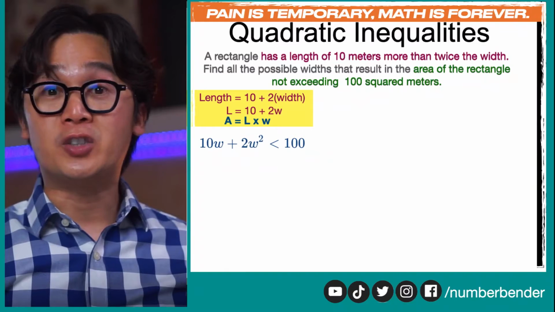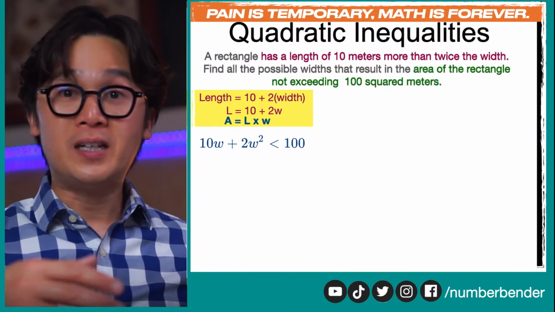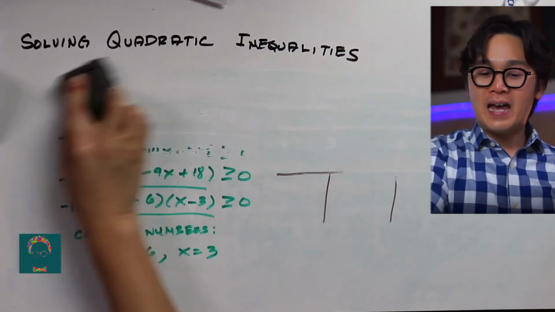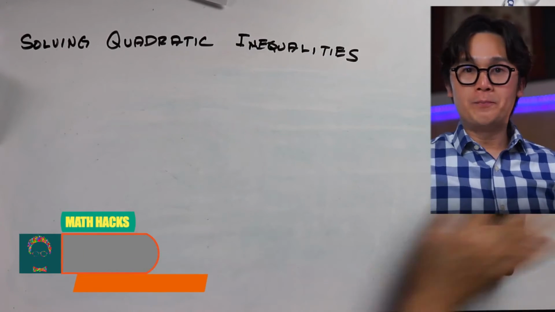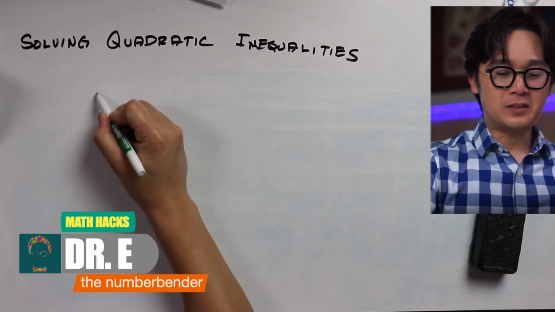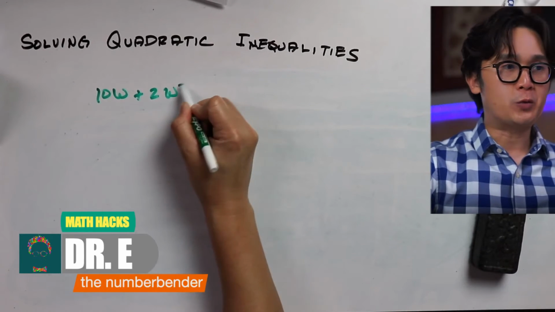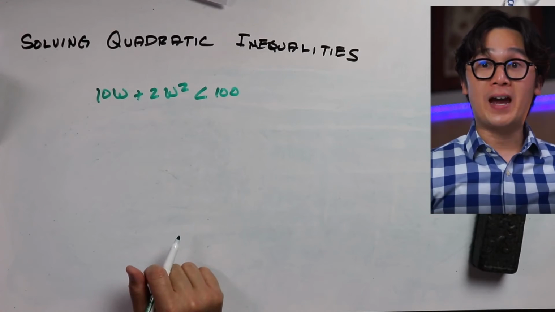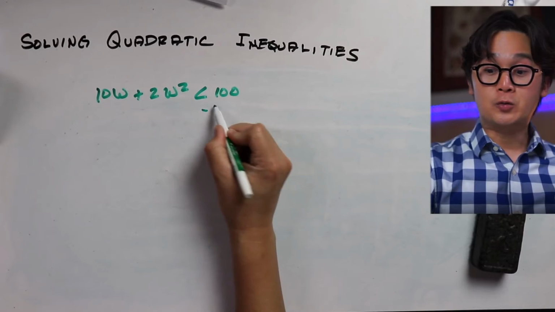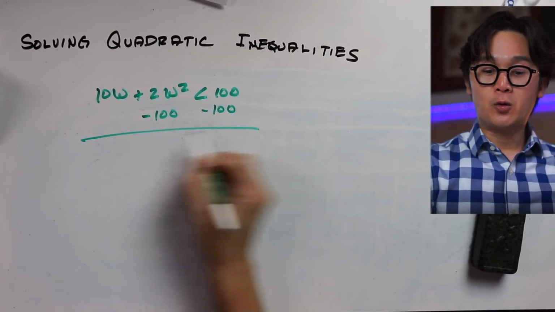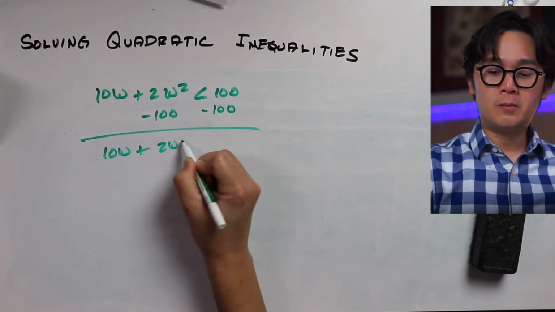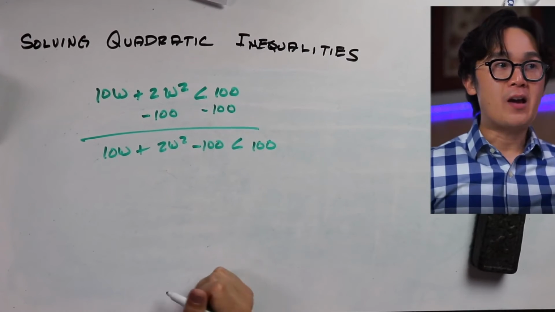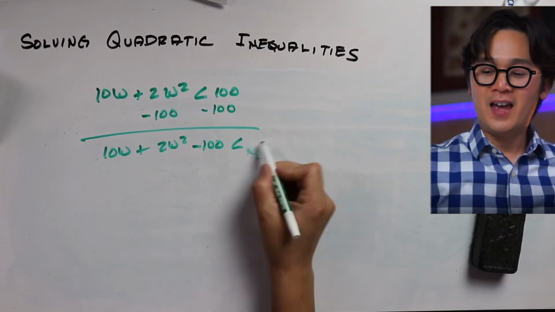So what we're going to do is just manipulate our inequality. So this time, how are we going to manipulate it? Let's use a little bit of algebra. From the inequality that we have, 10W plus 2W squared less than 100, we're going to get rid of 100 on the right-hand side so that it will equal 0. And to do that, we will subtract 100 on both sides. So we'll have 10W plus 2W squared minus 100, not less than 100, less than 0.